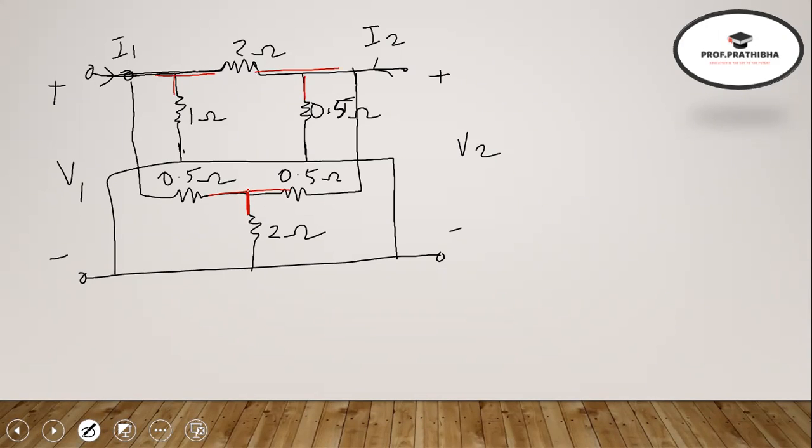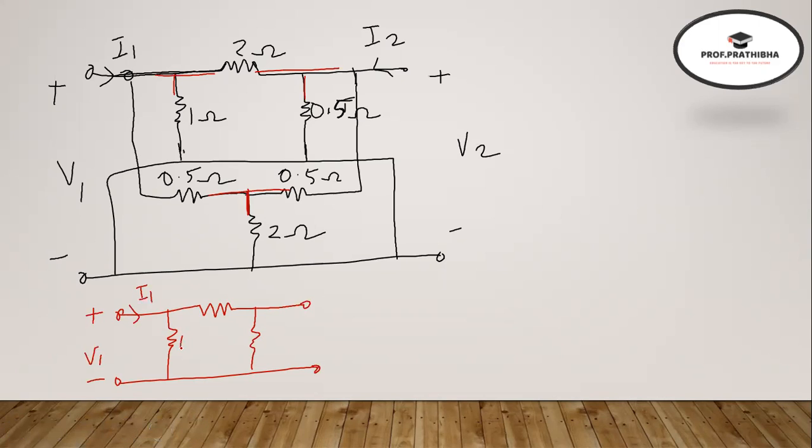So now your job is to split both the networks. Our first network is going to consist of the resistor of 2 ohms, this is going to be 1 ohm, this is going to be 0.5 ohms, and this is going to be your V1, this is your I1, this is your 1 ohm, this is your 2 ohm, this is your 0.5 ohms, this is your plus minus, this is V2, and this is nothing but I2. So this is one network.